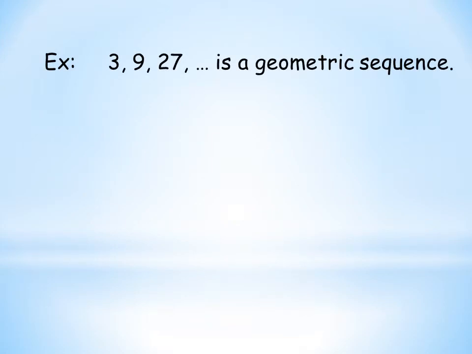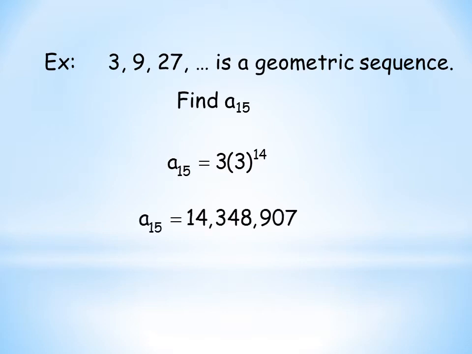Now this one tells you that it's a geometric sequence. It didn't really need to tell you that, because you can see you have to multiply by 3 to get to the next term. And it says find a15. So again, a1 is 3. The common ratio is 3. n minus 1 would be 15 minus 1, which would be 14. Put this in your calculator and you'll get what the 15th term would be.